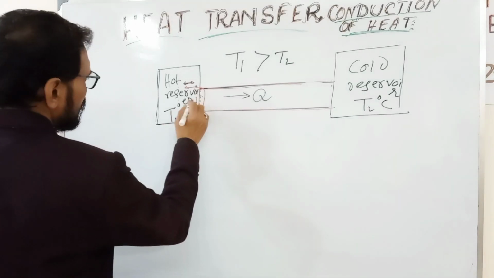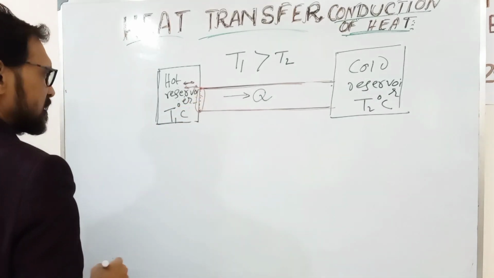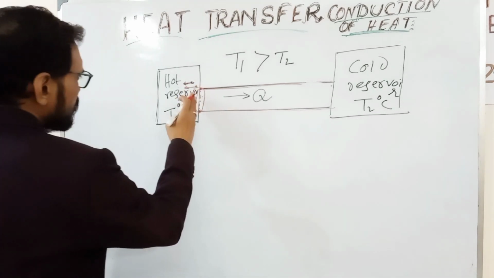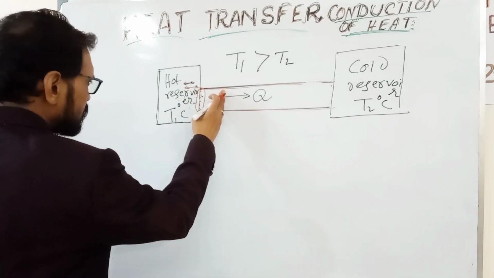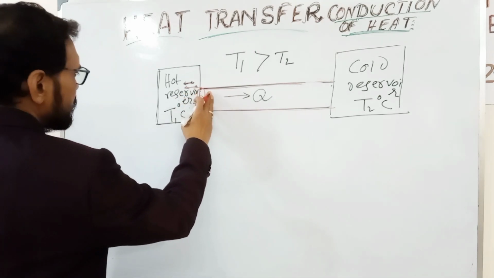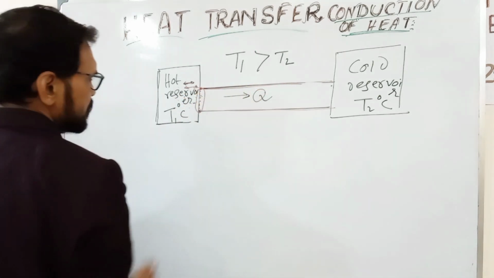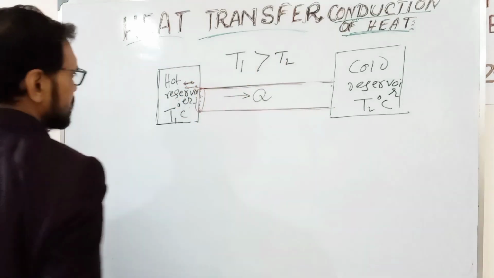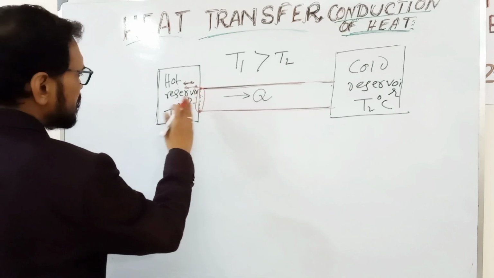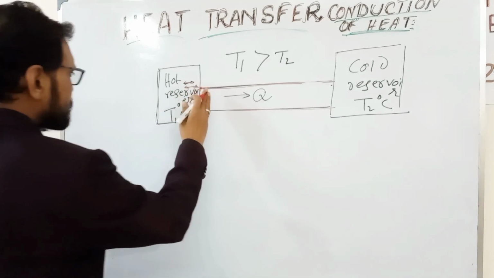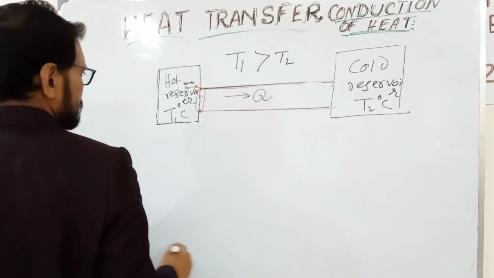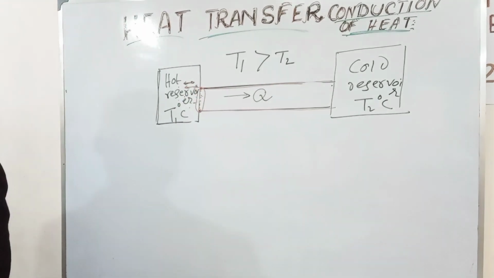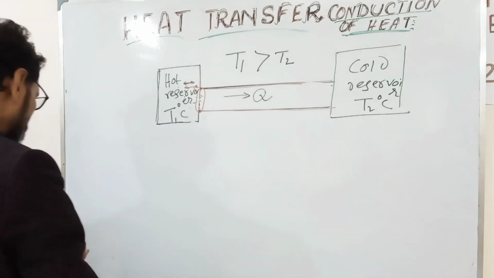Now this collision creates vibration in this molecule. This vibration of the molecule transfers its vibration to the next molecules. This is the way heat is conducted from one position to another position. That is, the vibration of the molecules is transferred one by one. So this way heat is conducted from this end to this end. Now what is the amount of heat conducted?